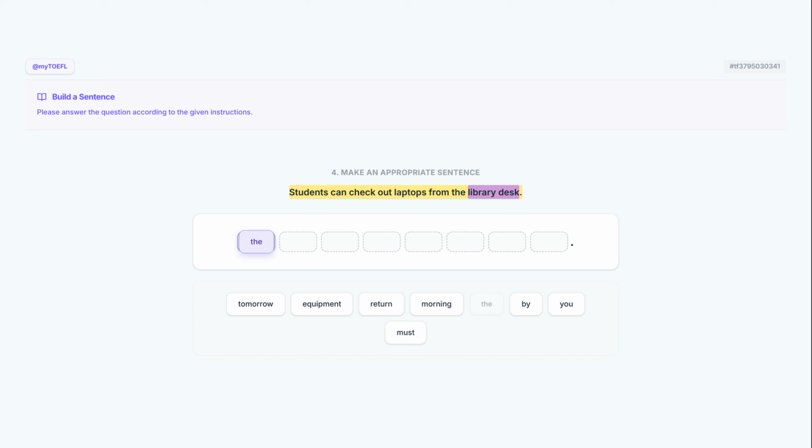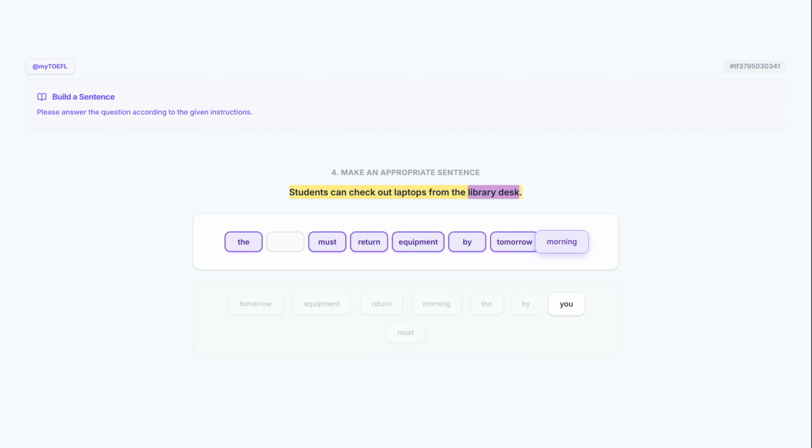First, we place the subject you. Then, we add the modal must. Next, we place the main verb return. After that, we add the article the. Then, we place the noun equipment. Next, we add the preposition by. Then, we place the adverb tomorrow. Finally, we add the noun morning.